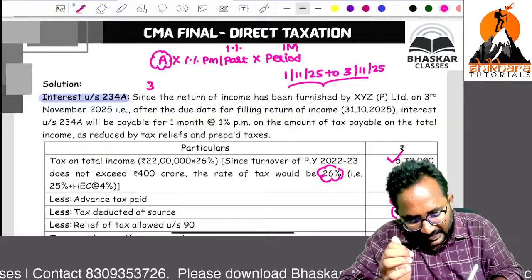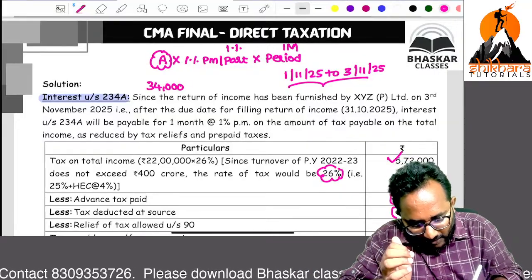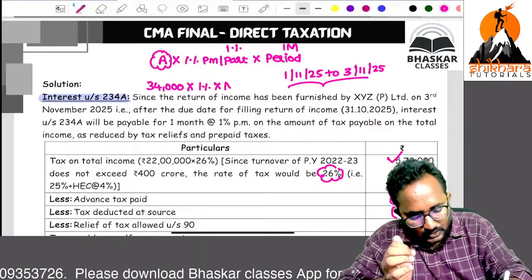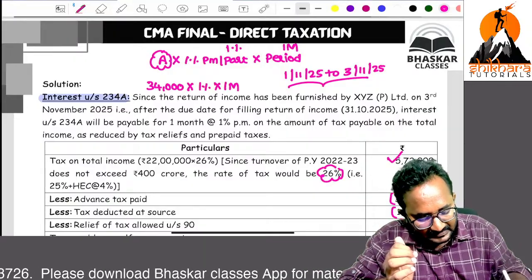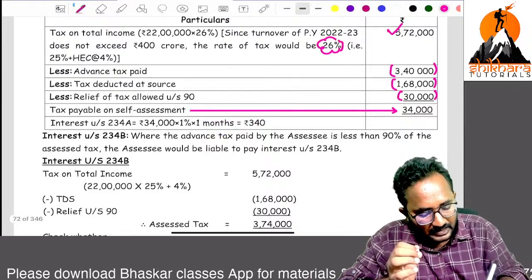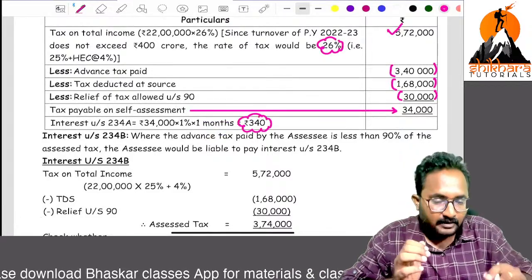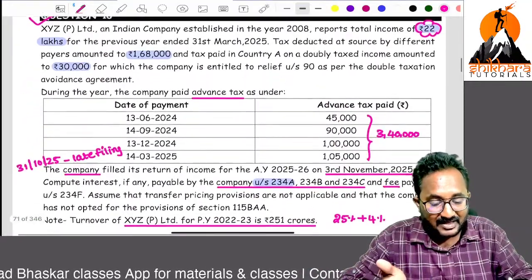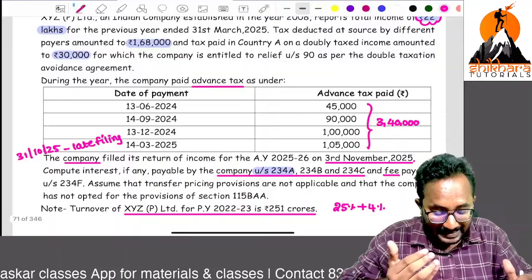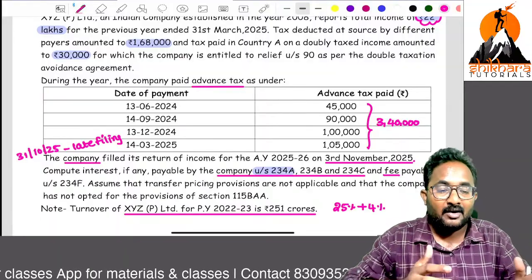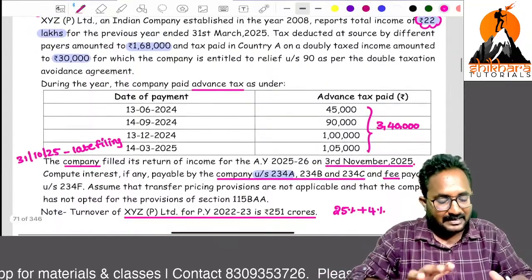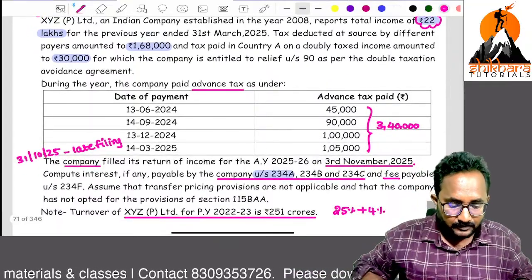Can you tell me what rate of interest we can apply? 1%. And how many months is the period? 1 month. Then the interest under section 234A is nothing but 340. Sir, what about the assessing officer computation? They have not given any details about the assessing officer computed income, or when the assessment was completed, etc. So this computation is enough.